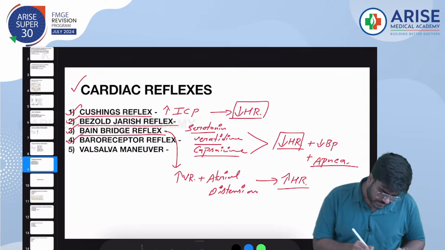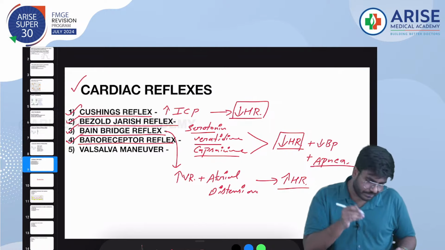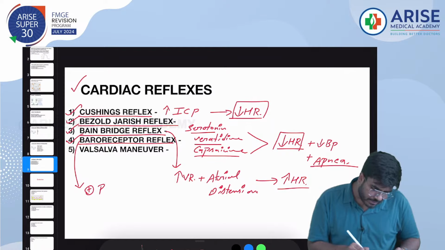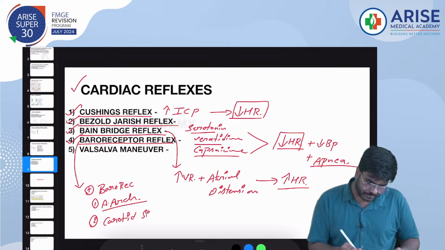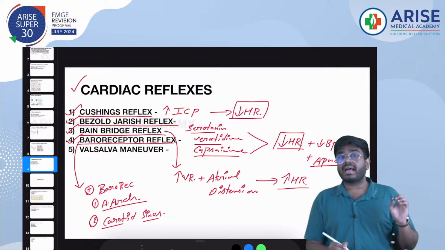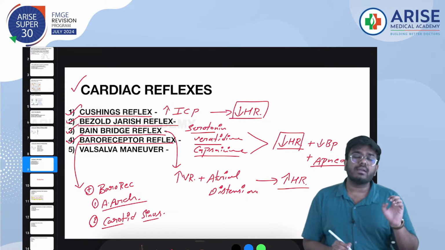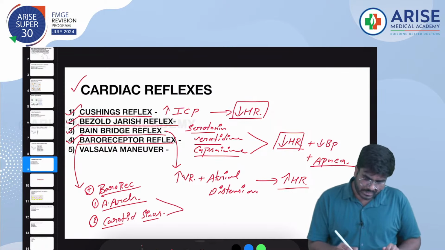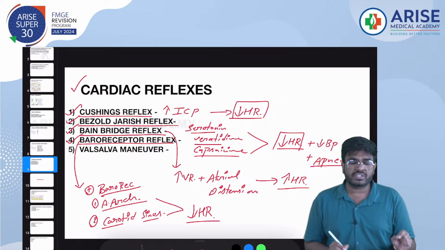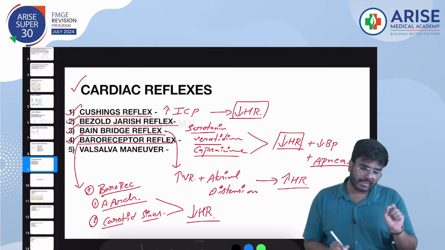Next, what is the baroreceptor reflex? The baroreceptor reflex is the stimulation of the baroreceptors. Where are baroreceptors present? The baroreceptors are present in the aortic arch, and also in the carotid sinus. There are aortic baroreceptors and there are carotid baroreceptors present. If you stimulate these baroreceptors, what happens? The heart rate is going to decrease. The activation of the baroreceptors is going to cause a decrease in the heart rate. This is the baroreceptor reflex.